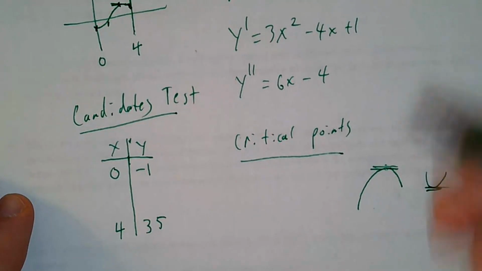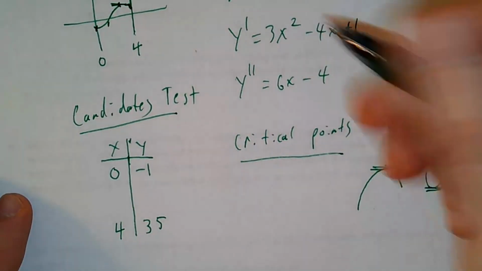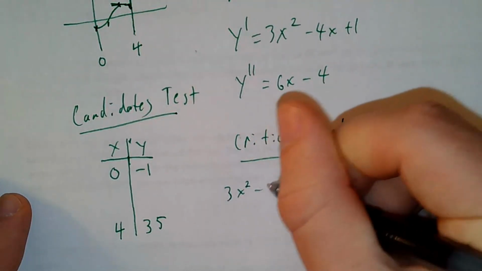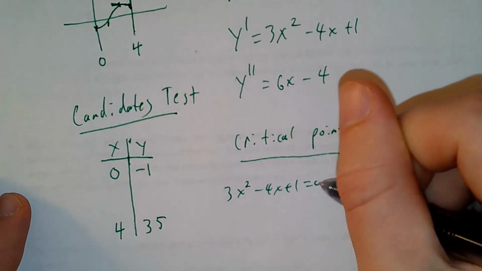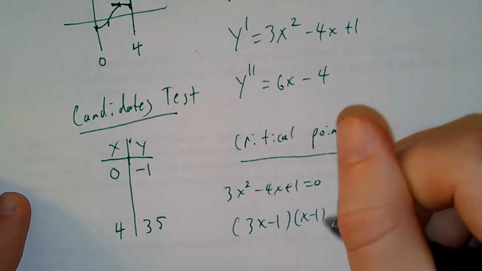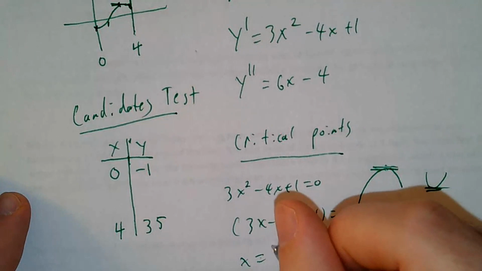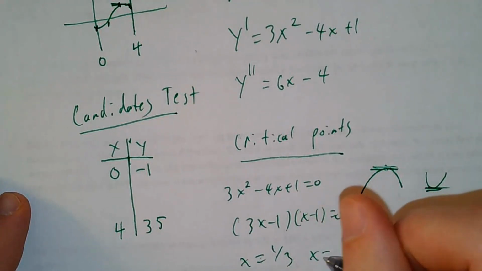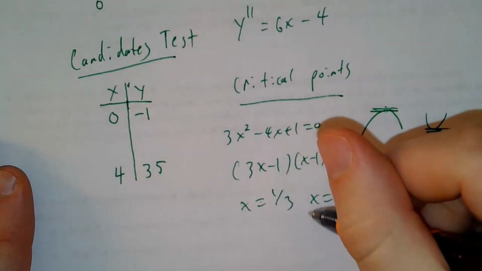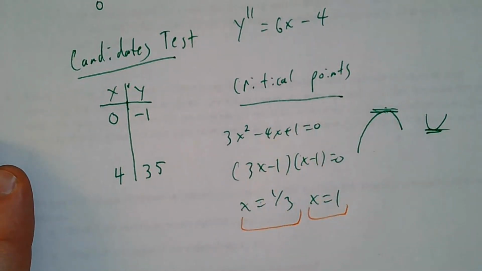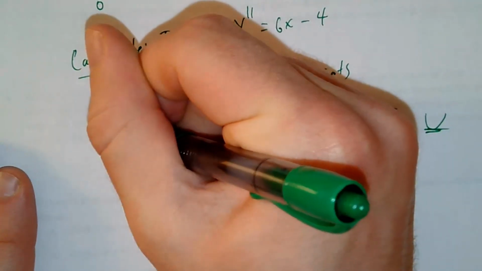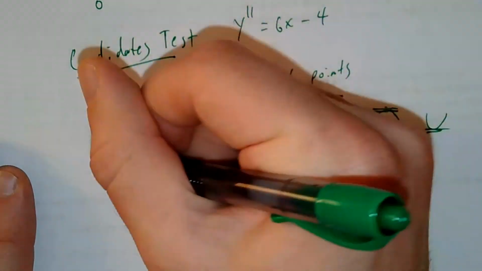So all I'm going to do is set that first derivative that we found up here equal to 0. So I get 3x squared minus 4x plus 1 equals 0. Factors out to 3x minus 1 times x minus 1 equals 0. X equals 1/3. X equals 1. So these are my critical points right here. Those are the values that are going to go over here: we have 1/3 and we have 1.